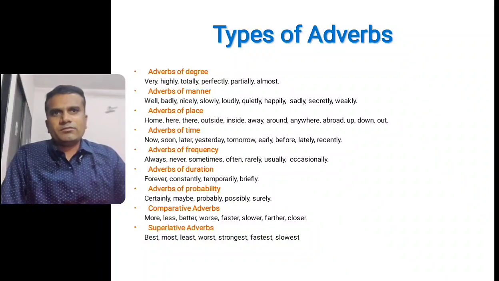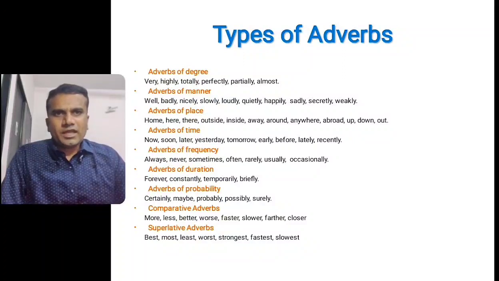Then we have adverbs of place. Here some examples of adverbs of place are home, here, there, outside, etc. Then we have adverbs of time. The examples of adverbs of time are now, soon, later, yesterday, tomorrow, etc. Then next type of adverb is adverbs of frequency. The examples of adverbs of frequency are always, never, sometimes, often, rarely, usually, occasionally, etc.